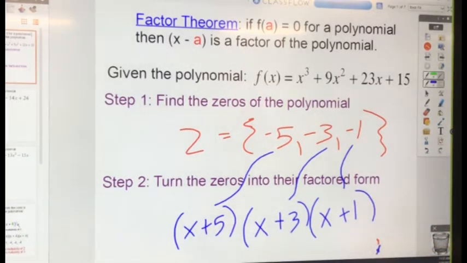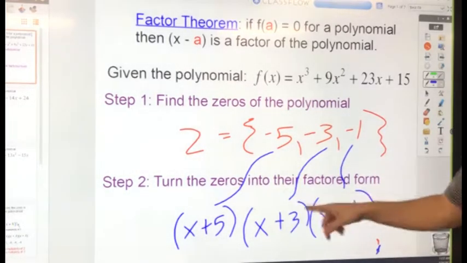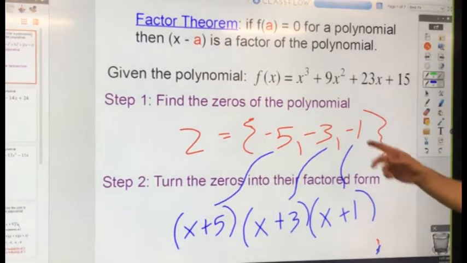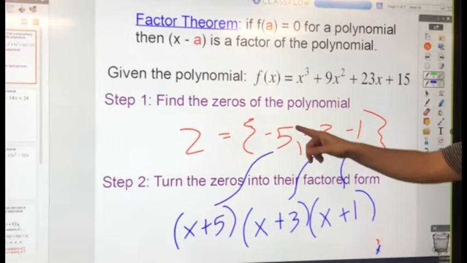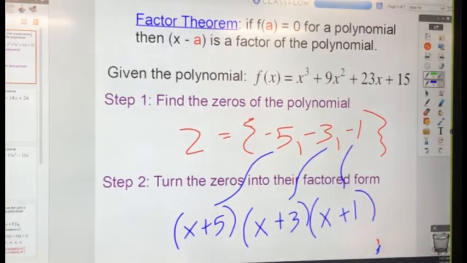Bam, we're done. A very nice, convenient way of factoring without having to worry about all those different methods, like no fuss, the box method, AC method, whatever. Just find the zeros, turn them into factored forms. So why did we learn the other one? Because this only works if these are nice, even zeros. It gets a little bit tricky when these are irrational, or if these are like fractions. Looks a little bit different. But we're going to play nice for today.